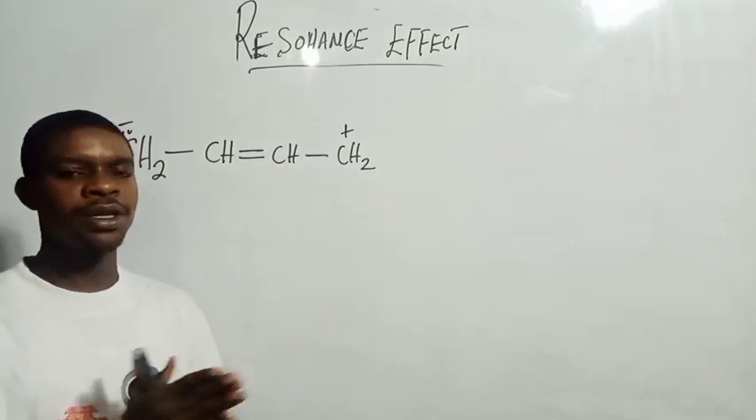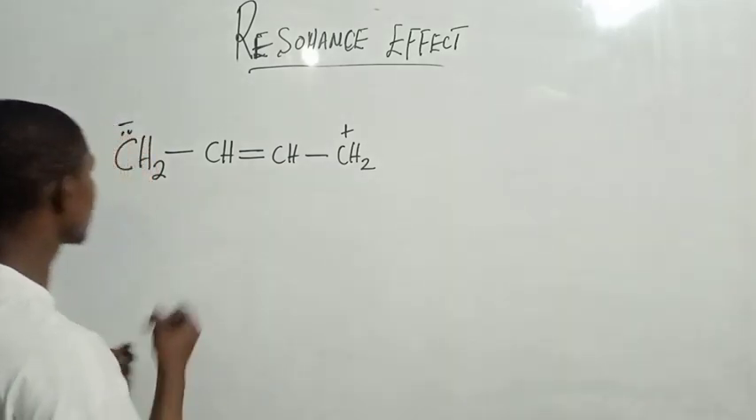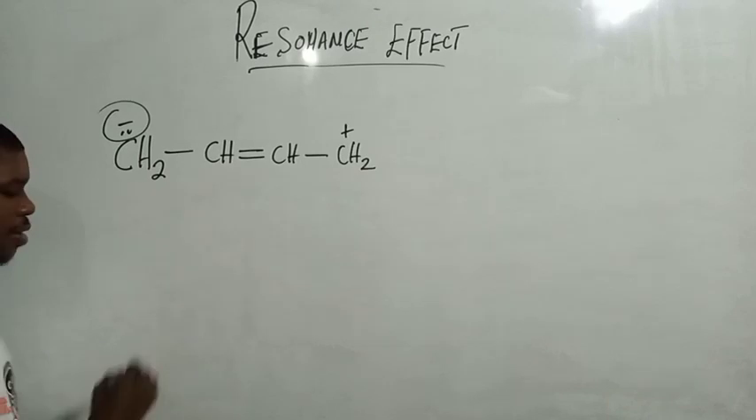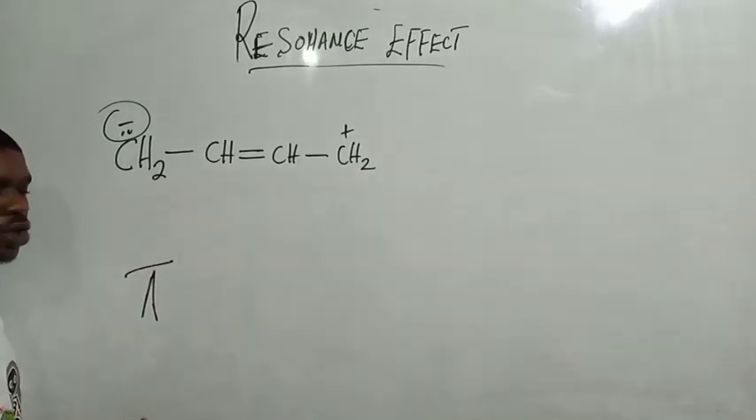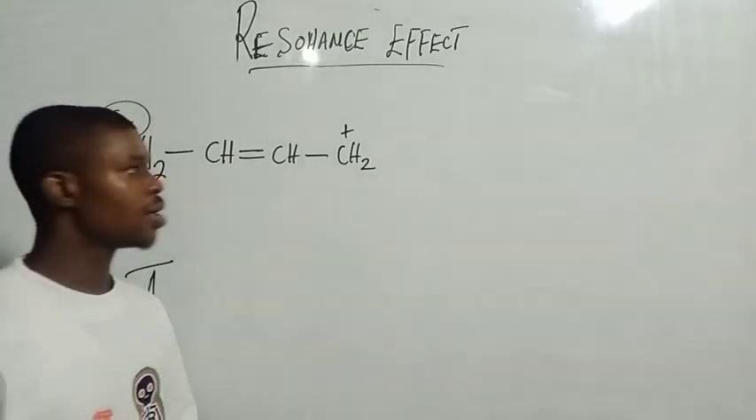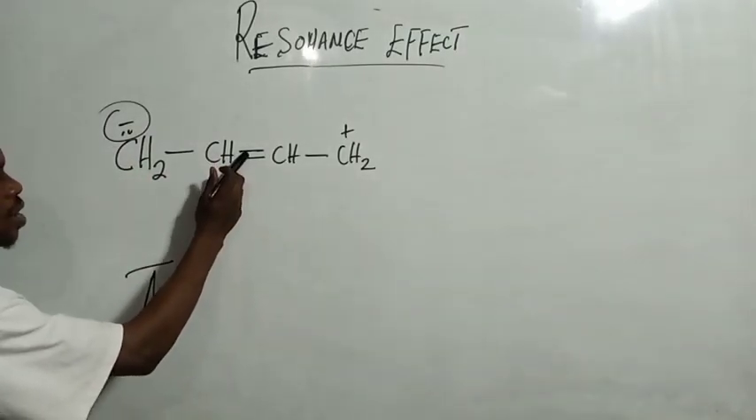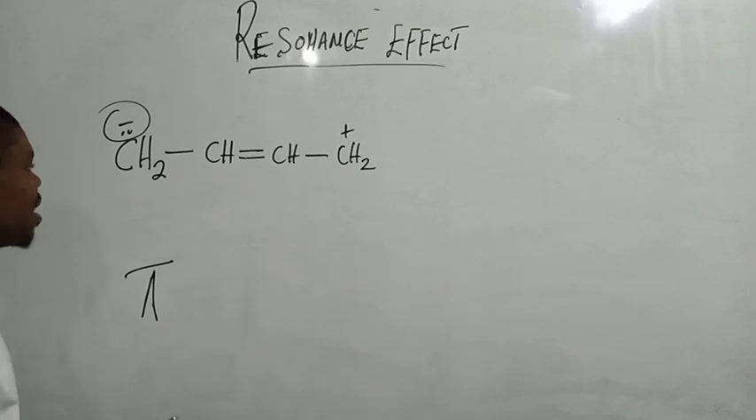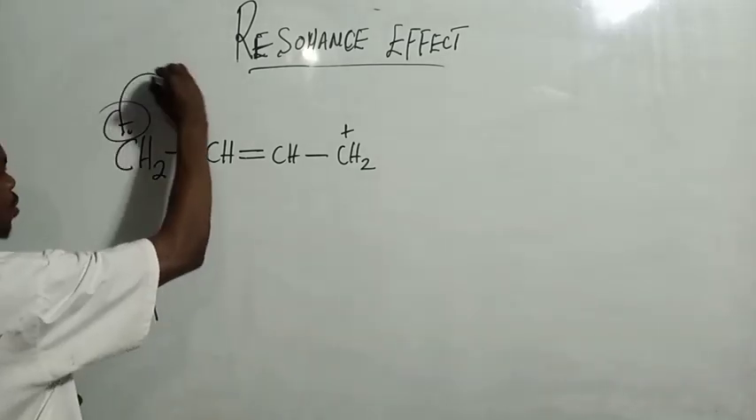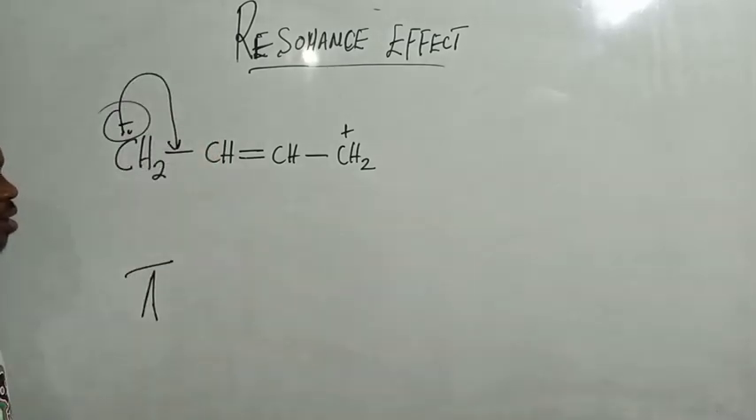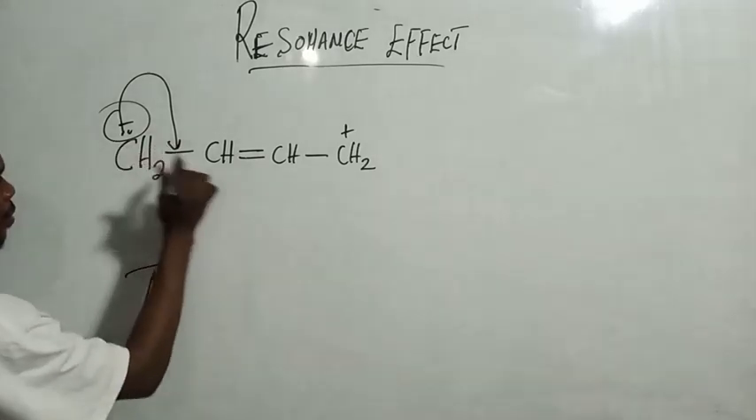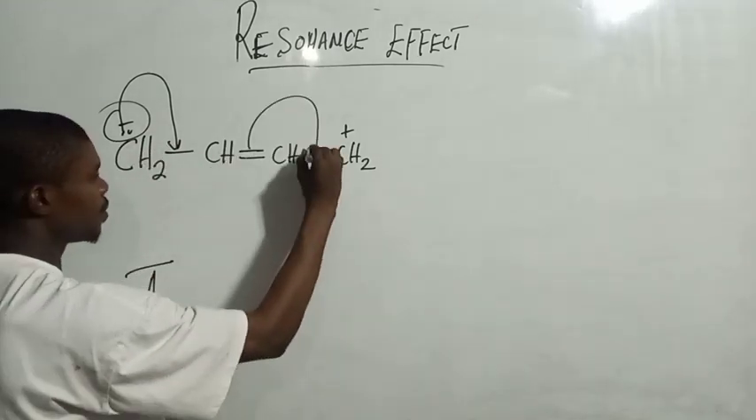Rule number 1: you should move a pi electron. This is called a pi electron. A pi electron is just like a lone pair. You move a pi electron towards a positive charge or towards a pi bond. It means that you can move this one from here to here. Then once you move to this other point, this one can move to this other point here.